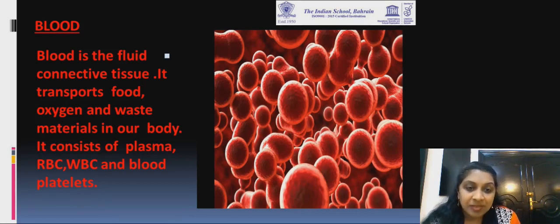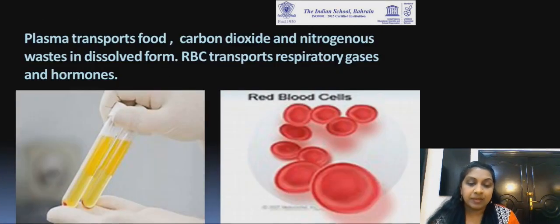The different components of blood are plasma, red blood cells, white blood cells and the blood platelets. The plasma. Plasma is straw-colored or yellowish in color and it comprises 55% of the blood. It transports food, carbon dioxide and nitrogenous waste in dissolved form. It contains salts, enzymes, proteins, etc.